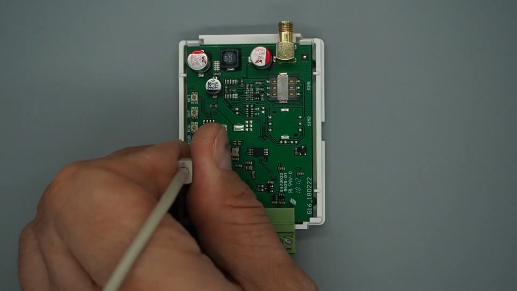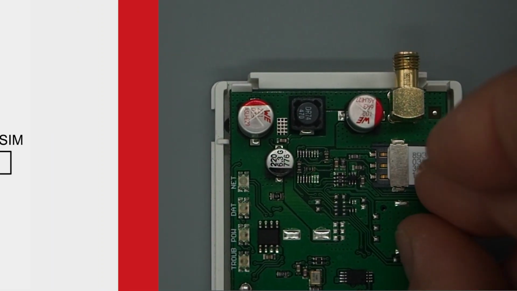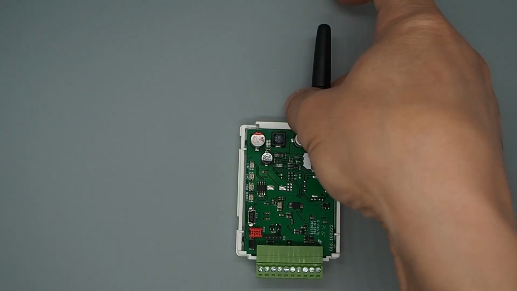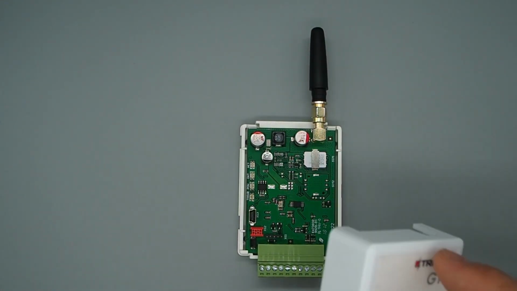Disconnect USB Mini B cable. Insert a SIM card. Mobile data transmission service must be enabled in this SIM card. Screw the antenna. Put the cover back on.